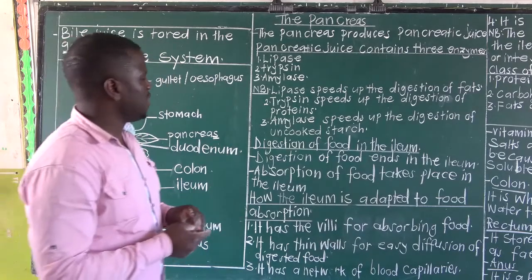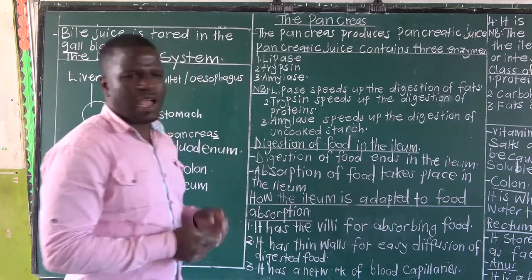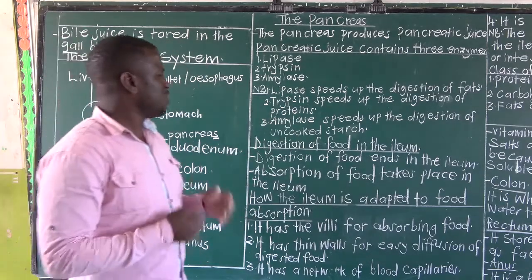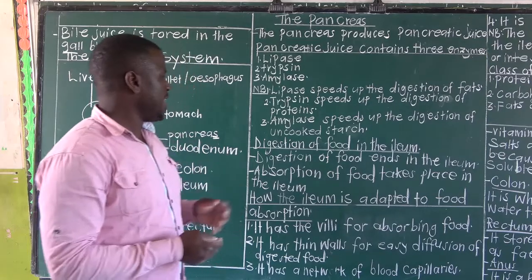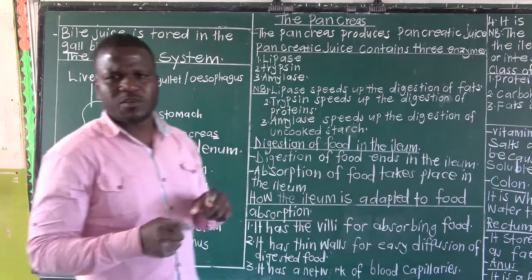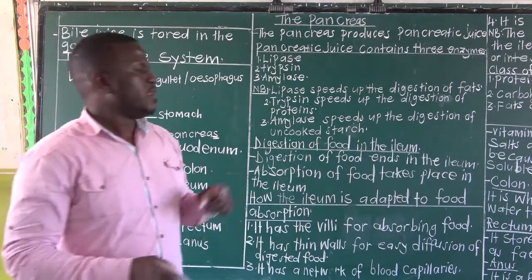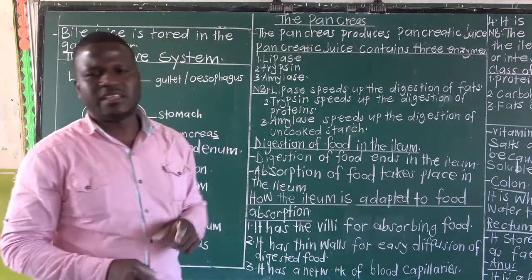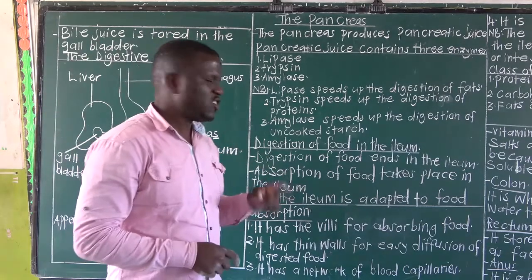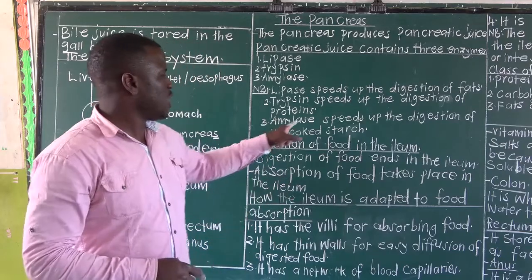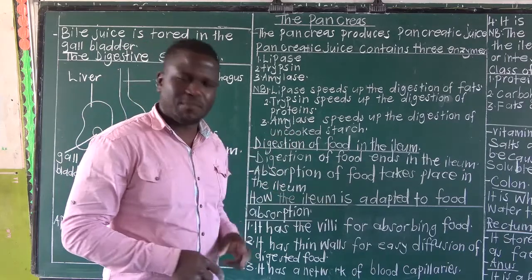Amylase speeds up the digestion of uncooked starch. So uncooked starch digestion takes place in the duodenum with the help of amylase. There's a difference between amylase and salivary amylase. Salivary amylase speeds up the digestion of cooked starch in the mouth. Then this one is called amylase, or pancreatic amylase.